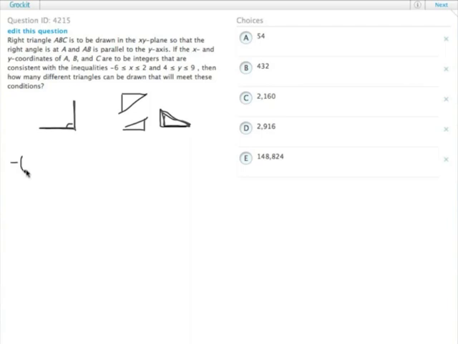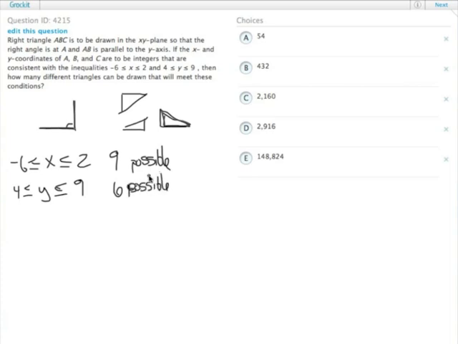One thing to note about the x values then, x is greater than or equal to -6 and less than or equal to 2. That's a possible number of values of 9. So there's 9 possible values for x. And for y, it is greater than or equal to 4 and less than or equal to 9, and that means that there are 6 possible values for a y coordinate. This is defining the space in which the triangle is drawn. It may not necessarily be that big.